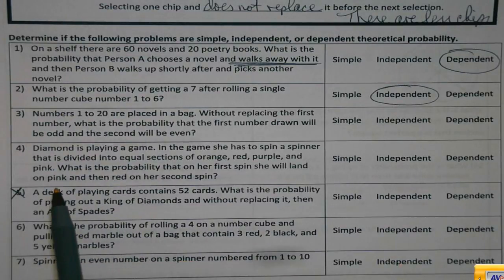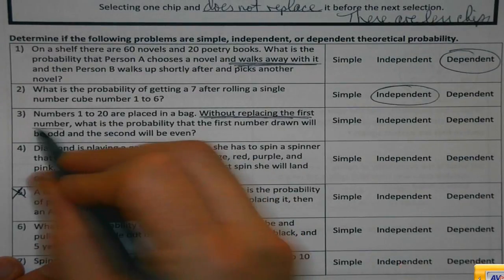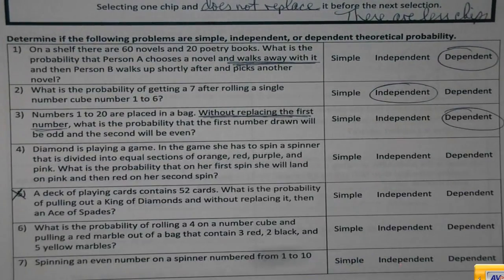Numbers 1 to 20 are placed in a bag. Without replacing the first number, I took my number out. I got 7. I put it in my pocket. Okay? Now everything just changed for the next person. It changes, so it becomes dependent.